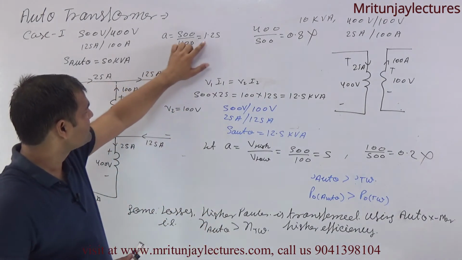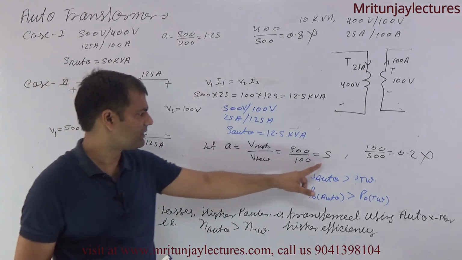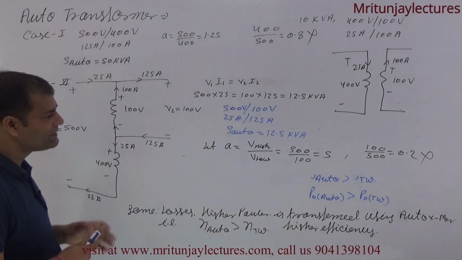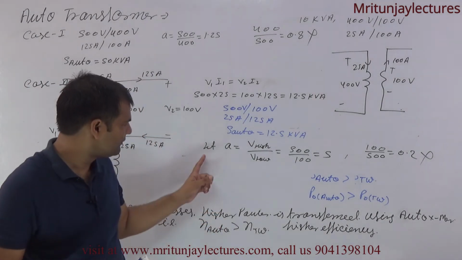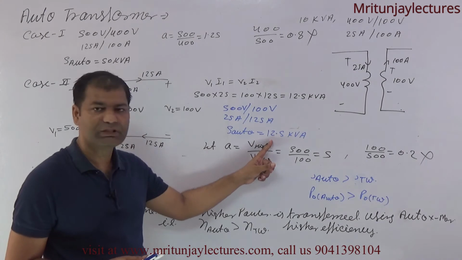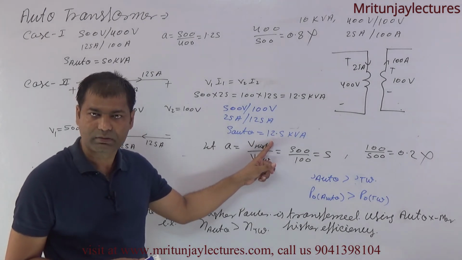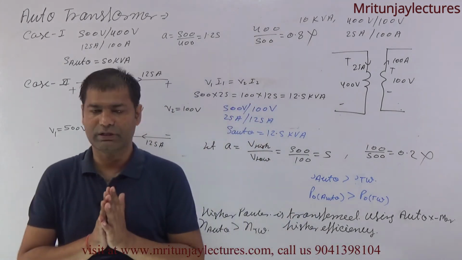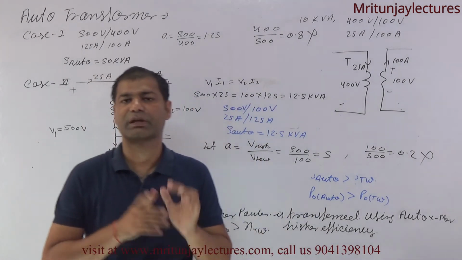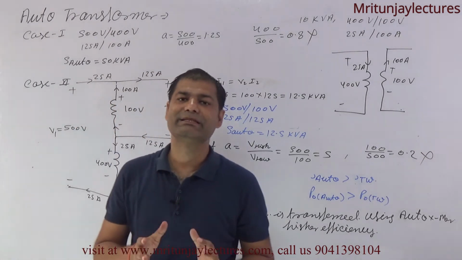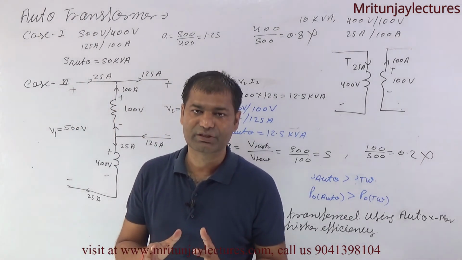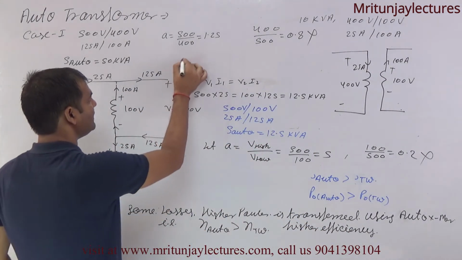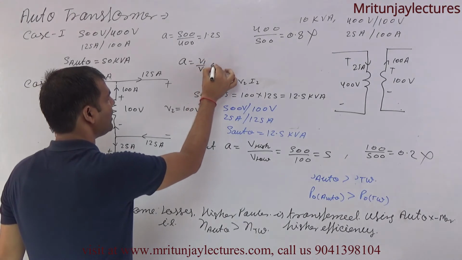Now A is 1.25 and A is 5. It means you can say that if A is higher, then the kVA rating is lower. In case of an auto transformer, the point to be noted is the standard notation: what about A? A is the transformer ratio or transformation ratio, generally V1 by V2 or V2 by V1.